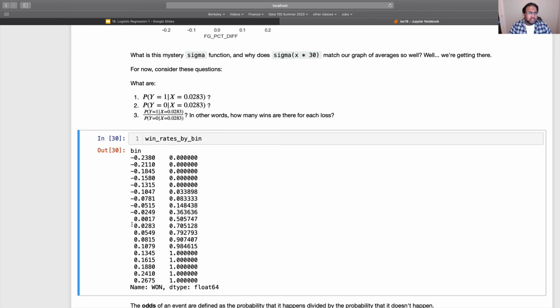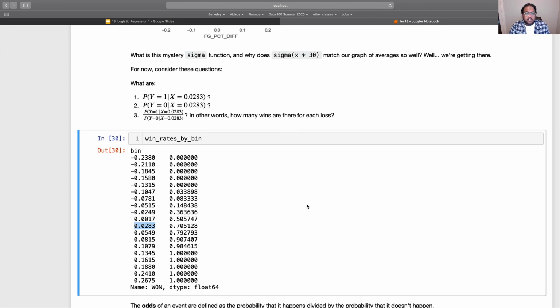We can see that when field goal percentage difference, or x in this case, was 0.0283, the probability of winning was 0.705 or so. So that means the answer to the first question is 0.705. The probability that y is 1 given x is that. Since we are dealing with binary classification, meaning that you either win or lose, y is either 1 or 0. The probability that y is 0 given this x value is 1 minus whatever this is, so roughly 30%. So the probability that y is 1 given x is roughly 70% here, 30 for y is 0. The ratio between these things then is roughly 70 over 30, which is 2.33 or so. How we can interpret that is that for every 2.33 games a team won, they lost one game. That is, if their field goal percentage difference is 0.0283.